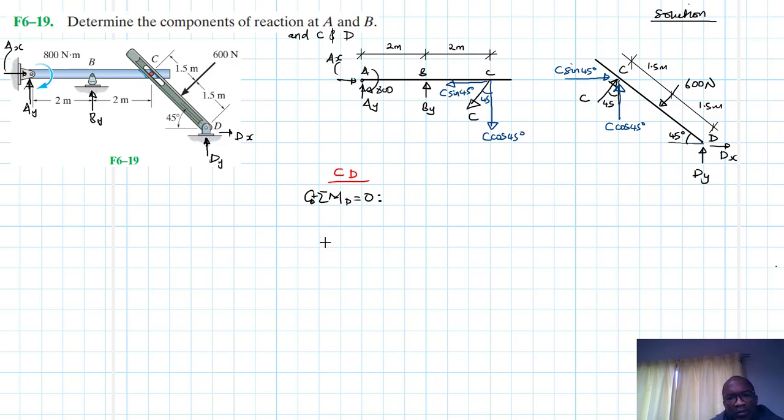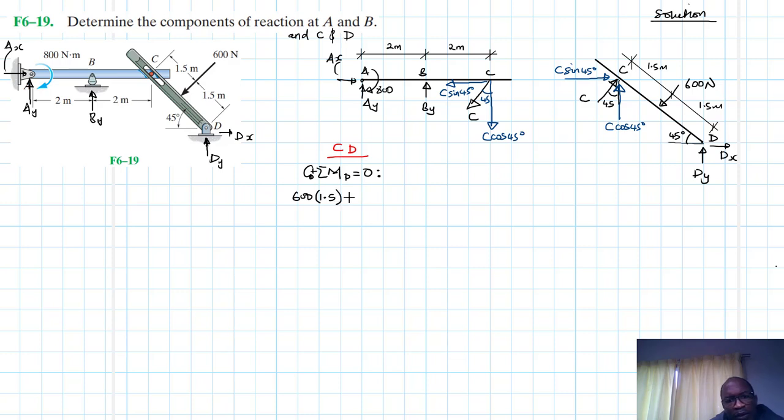What do we have? Let me move this maybe somewhere here. What do we have? We have that is anti-clockwise, so positive moment 600 by 1.5.